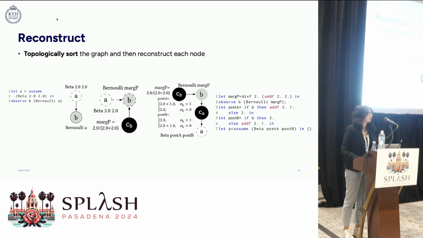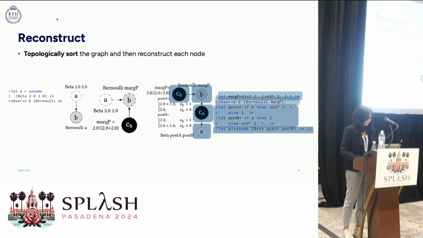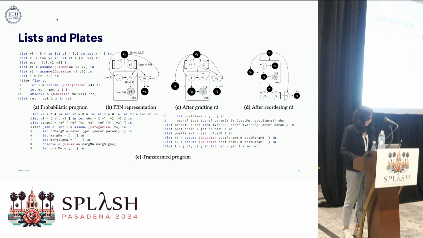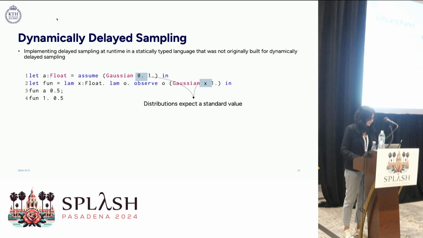Then the only thing we need to do is topologically sort the graph, and each node corresponds to a line or lines in the program. I will not go into details of this, but we can also handle lists and plates by considering the different interactions between the nodes. You can find more details and explanations in the paper.